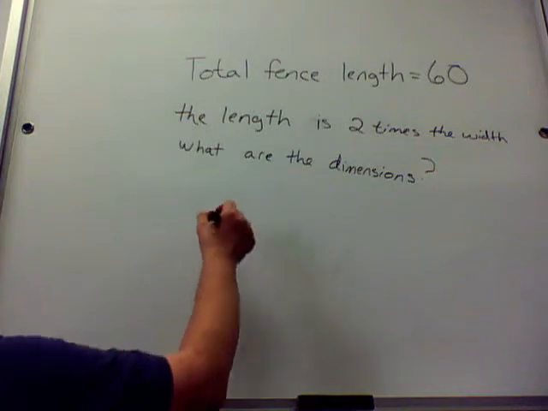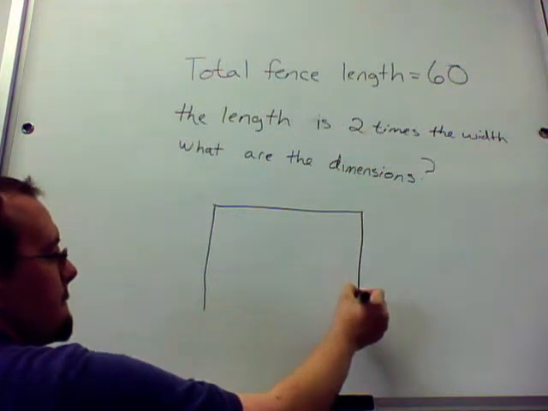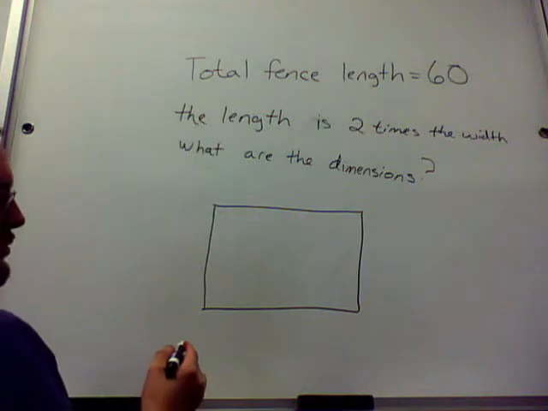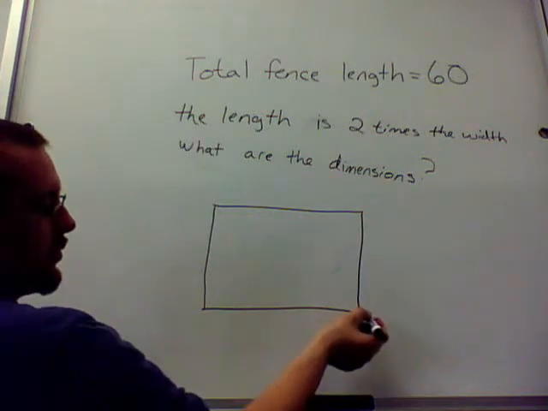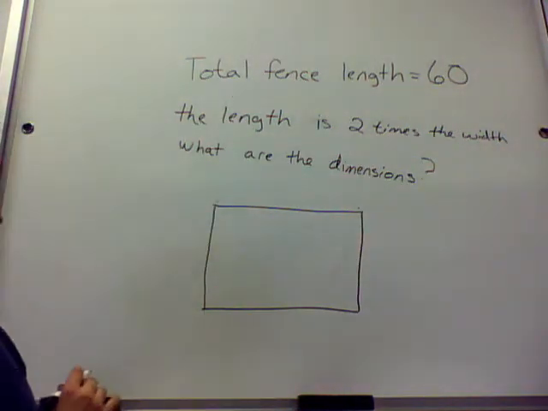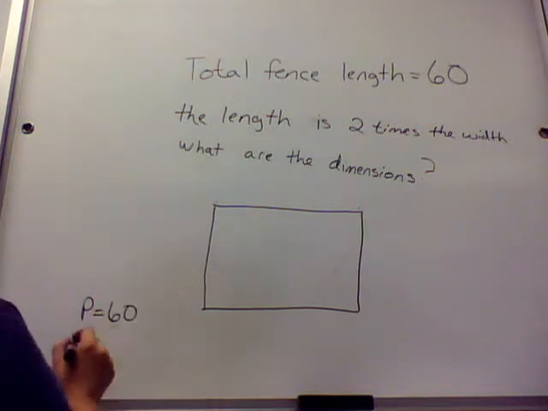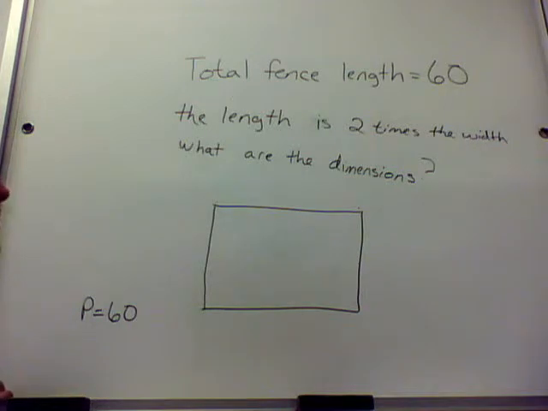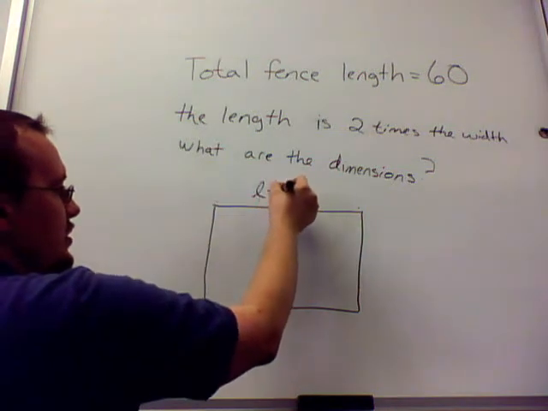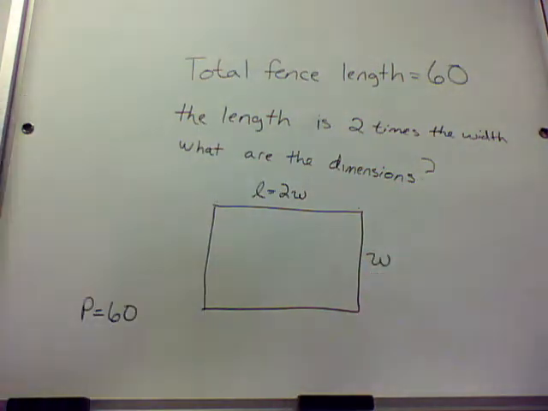Okay, so let's go ahead and draw a picture. Well, we know that the total length of the fence is 60. So this plus that plus this is 60. So that's like the perimeter. So the perimeter equals 60. Well, we know that the length is 2 times the width. So length equals 2 times the width. And the width, well, is just the width.